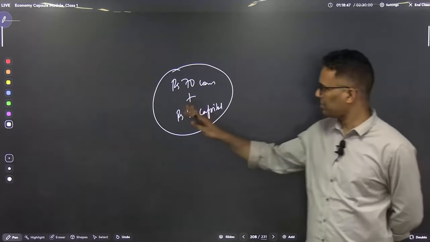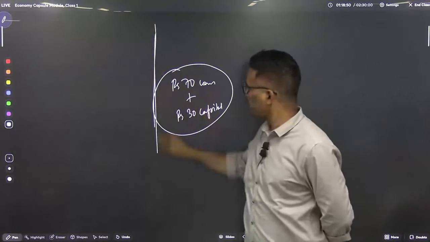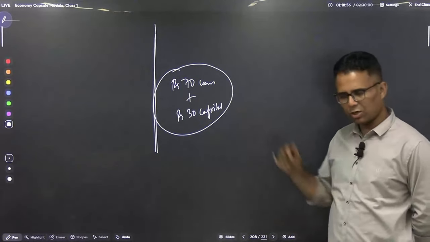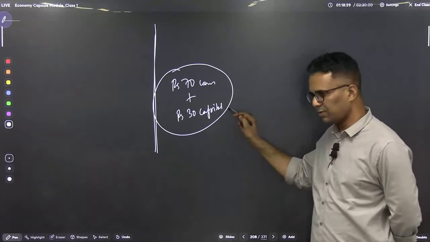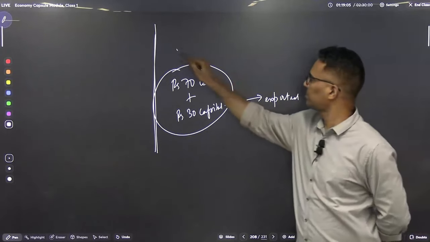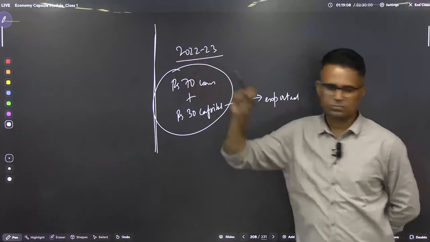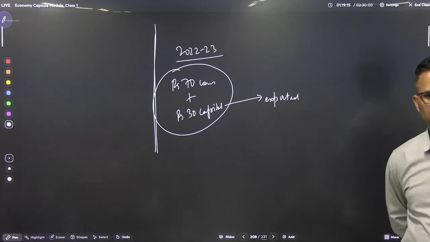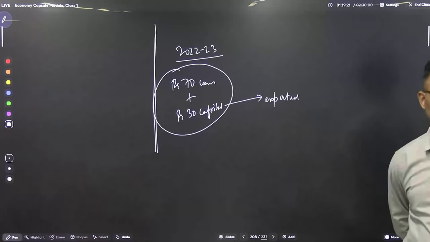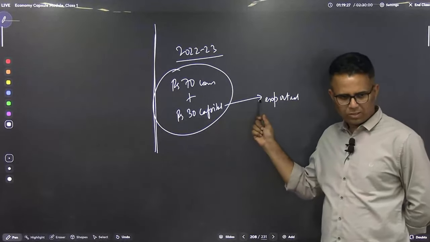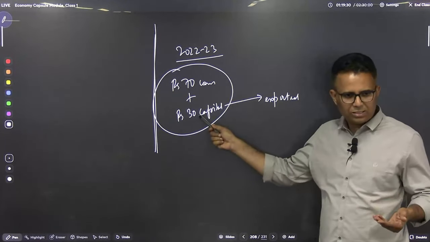Look at the board carefully. There was some capital stock. That capital stock produced this output. So investment here is 30 rupees. Total output is 100. Suppose this 30 rupees of capital goods which got produced was exported. Now I am asking you a question, what is the investment in 22-23? Zero. Why zero? Because this capital goods machine has gone abroad. Now it will not work in the country.